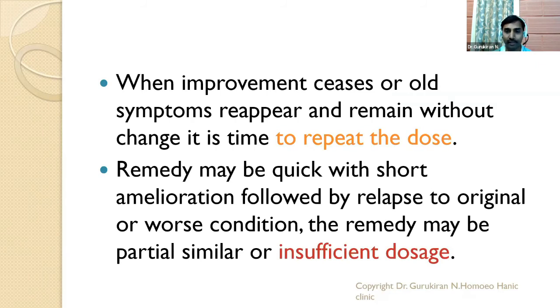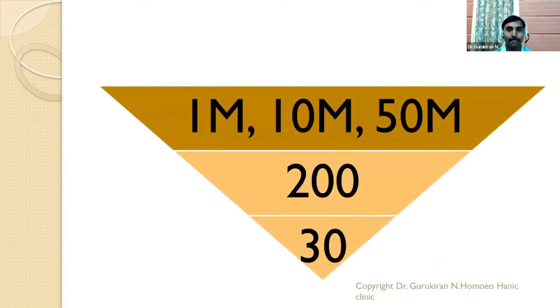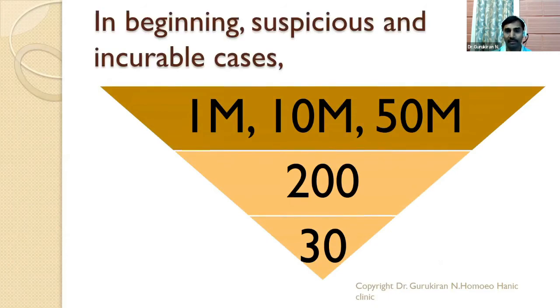This is the physician's work. So, in the beginning, and in suspicious and incurable cases that we all encounter in daily practice, especially when the case is not given in full and we are not so sure about the remedy, please start with the 30 potency. Start with the lower potencies. We are not sure about this remedy.